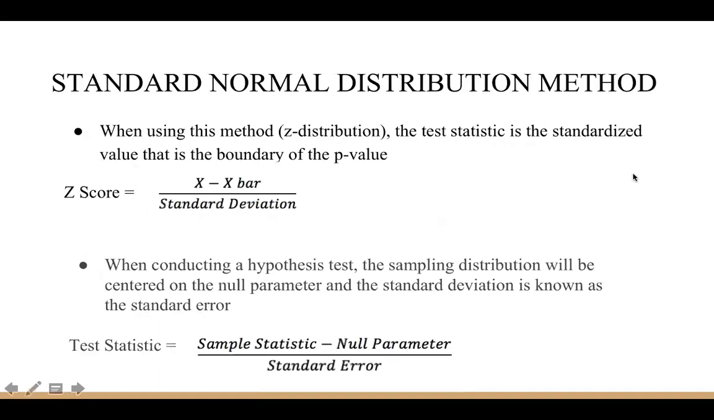First off, with the standard normal distribution method, the test statistic is standardized for the z-distribution. To calculate a z-score, the formula is x minus x bar over the standard deviation. When you're conducting a hypothesis test, the sampling distribution is centered on the null parameter, which is the number in the null hypothesis, and the standard deviation is known as the standard error. The formula for the test statistic is below.